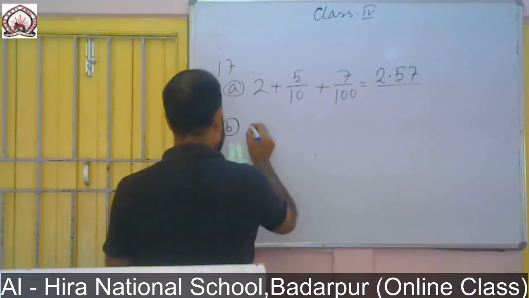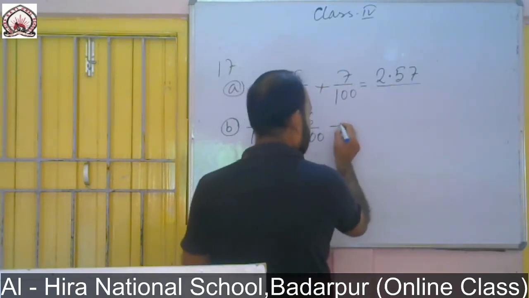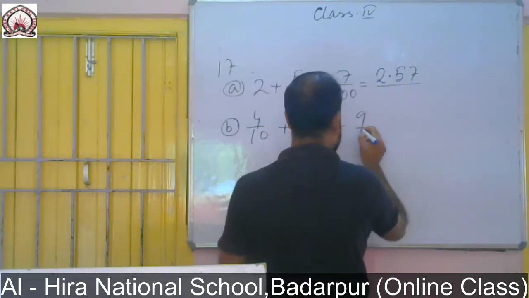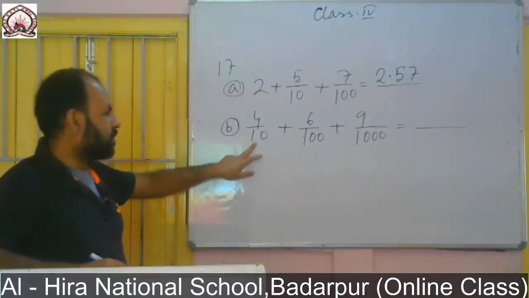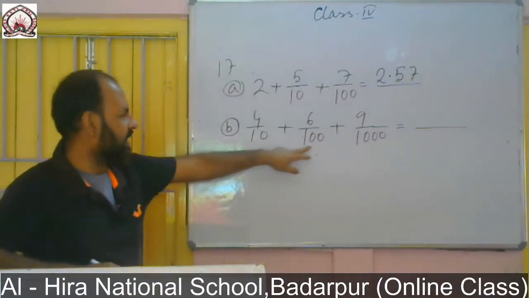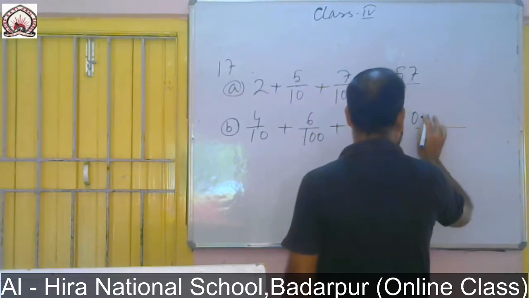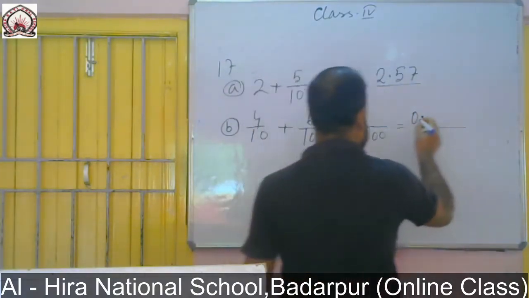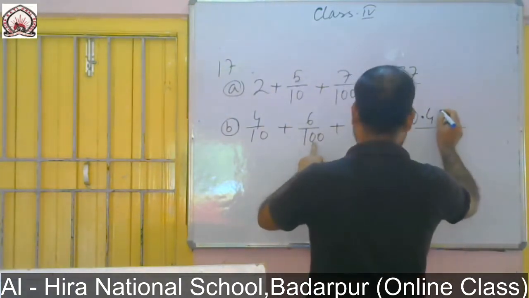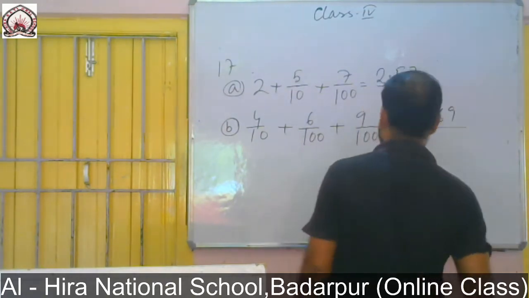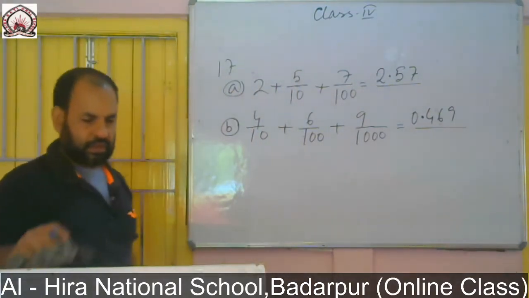Next, question number B. 4 by 10 plus 6 by 100 plus 9 by 1000 equals dash. So here no integral part is there, so the tenth, hundredth and thousandth places are there. Before the point nothing is there, so we give 0. Then after the point we get what? 4 is in the tenth place, 6 is in the hundredth place, and 9 is in the thousandth place. So the short form is 0.469.